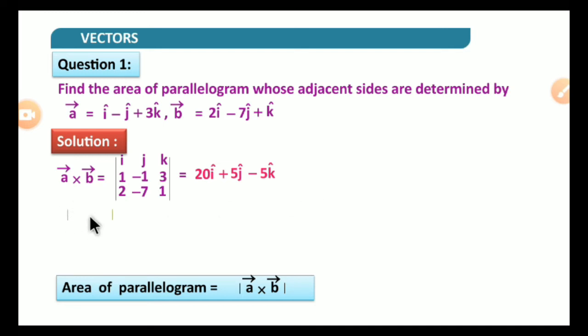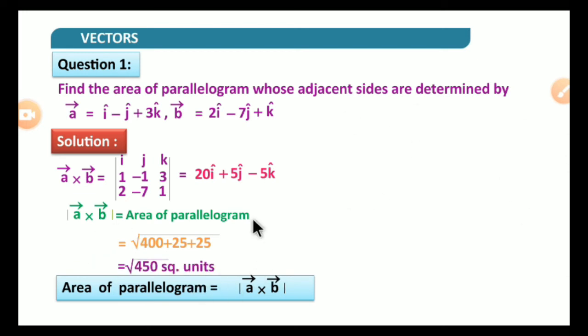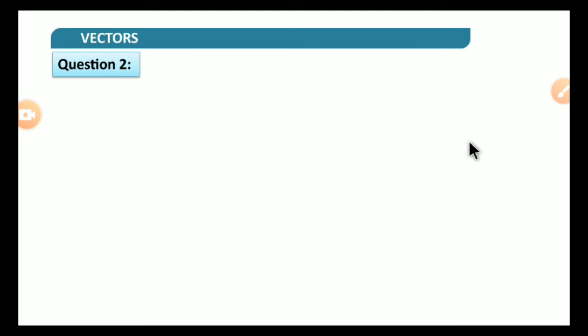Let us find the magnitude of A cross B. It is nothing but the area of the parallelogram. So, magnitude of A cross B will be equal to the square root of 20 squared is 400, plus 5 squared is 25, plus minus 5 whole squared is also 25. So, this will be equal to square root of 450 square units. So, this is the area of the given parallelogram. Now, let us go for another problem.